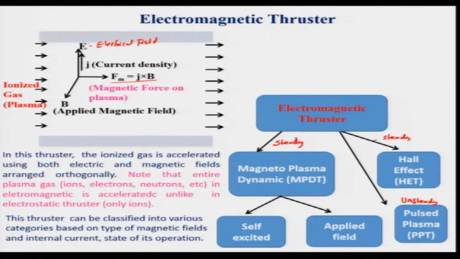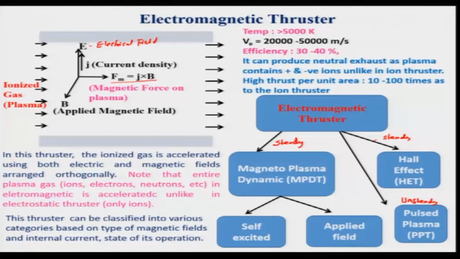That means you will be applying the energy in a pulse mode rather than the steady mode. So, this also we will be discussing. In this case, temperatures greater than 5000 generally occur, and we can get an exit velocity of something like 20,000 to 50,000 meters per second, sometimes lower also.